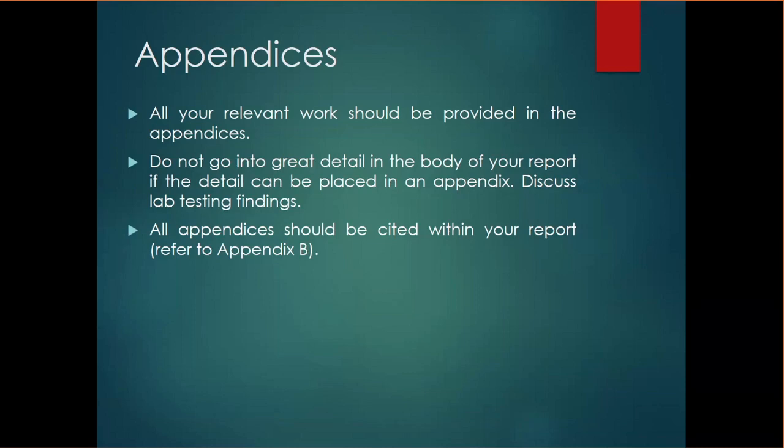So again, make sure you've clearly labeled each of your appendices. So you would be Appendix B, and then you would state what will be contained in Appendix B as well. And your appendices should also be labeled in your table of contents.